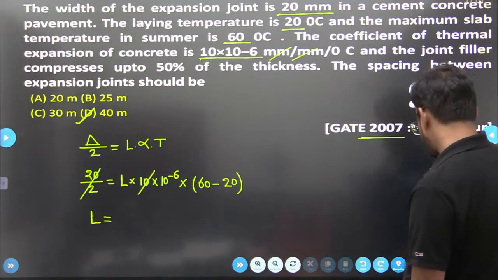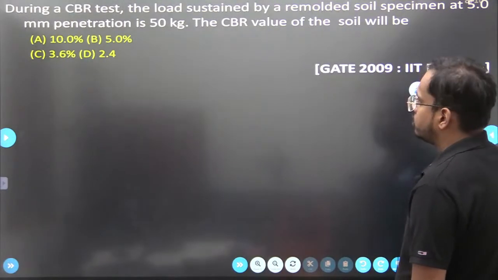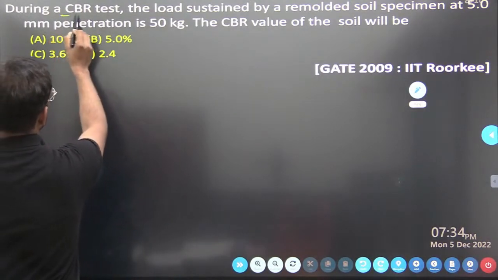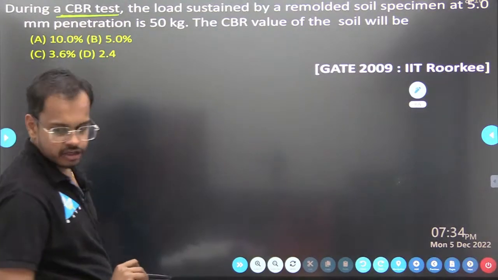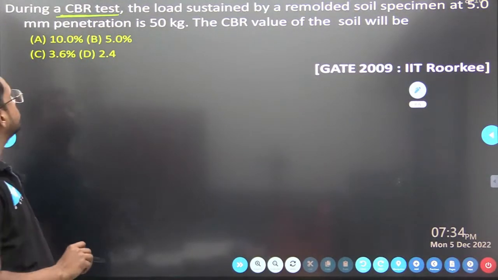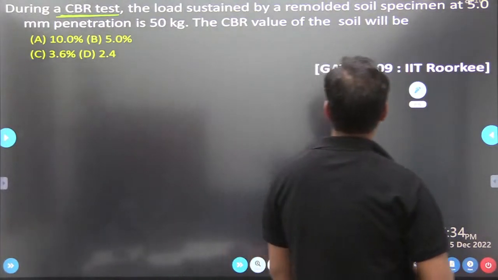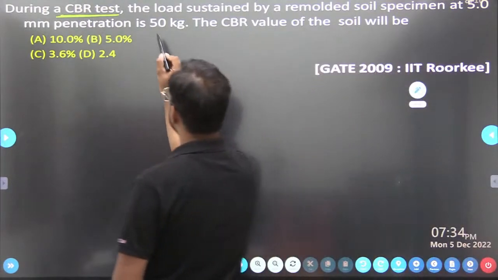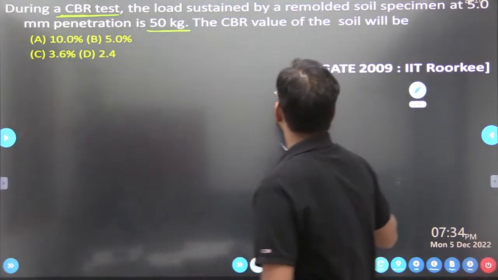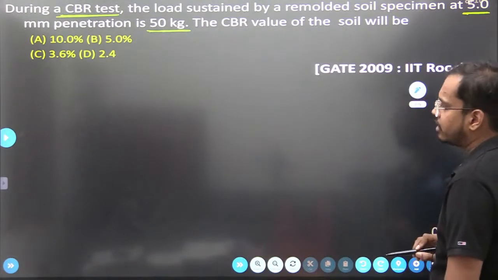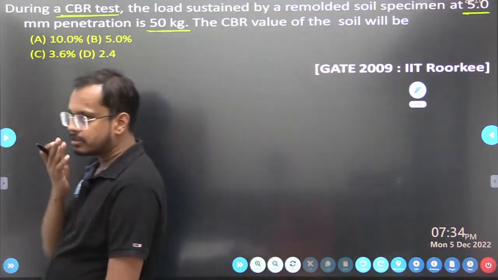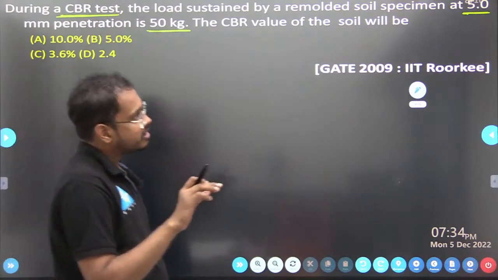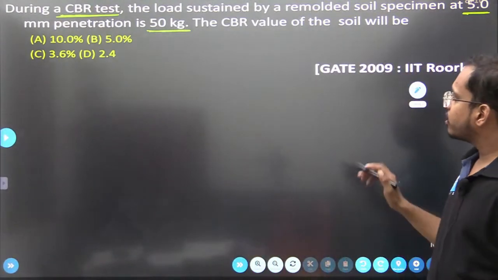So my dear friend, the next question is also very important and very easy. During a CBR test, that means California bearing ratio test, which is very important from the GATE point of view, the load sustained by a remolded soil sample at 5 mm penetration is 50 kg. If you are applying a 50 kg load on a soil sample, then the piston penetrates 5 mm. Clear?